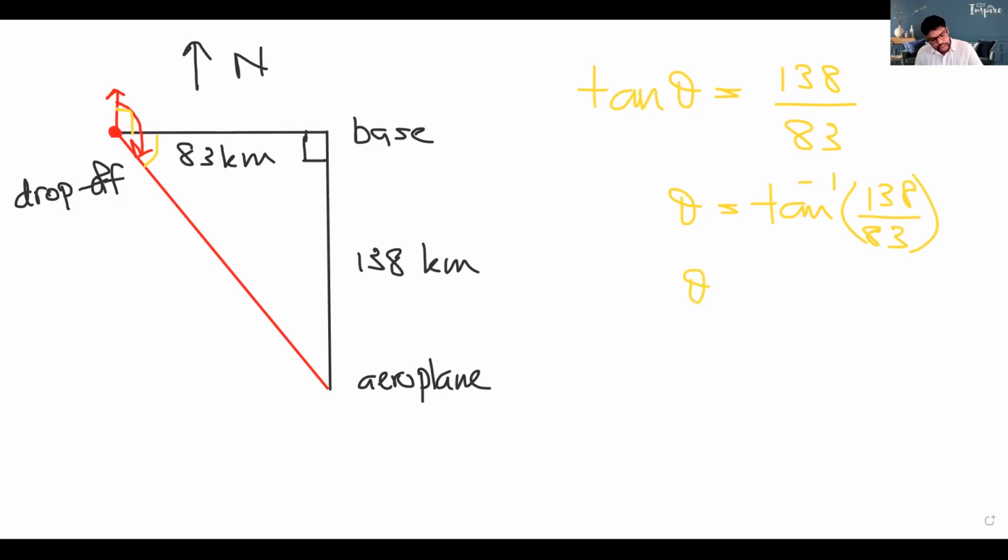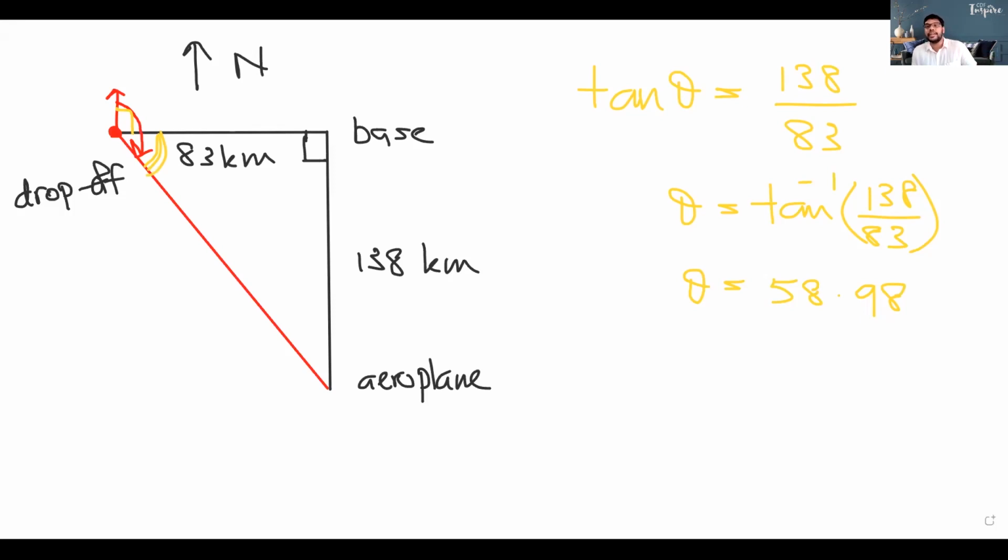Now, children, all of you do this and tell me what you get, right? Let me also do it. 138 over 83, right? So I want you all to check with your calculators. Don't just take my word for it. So I get 58 point, I'll just take it to 2 decimal places, 58.98. Very good, children. So that means this angle is 58.98, isn't it?